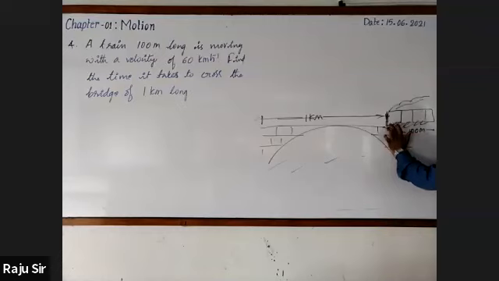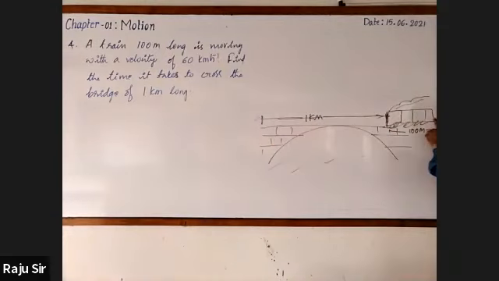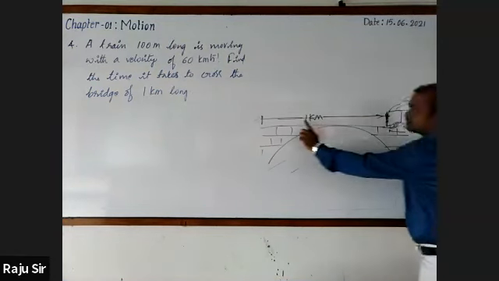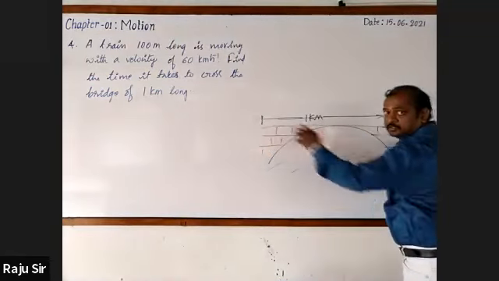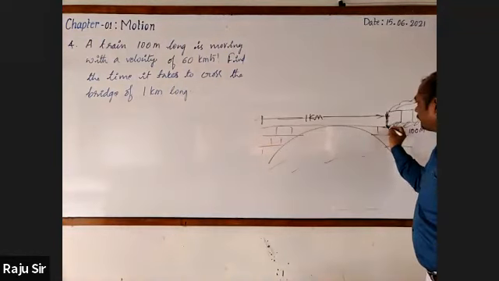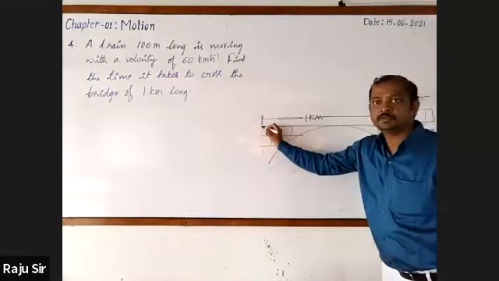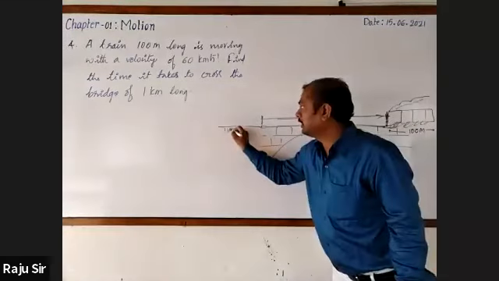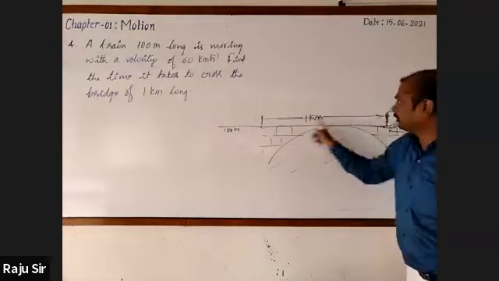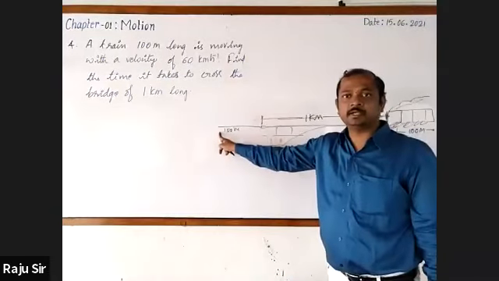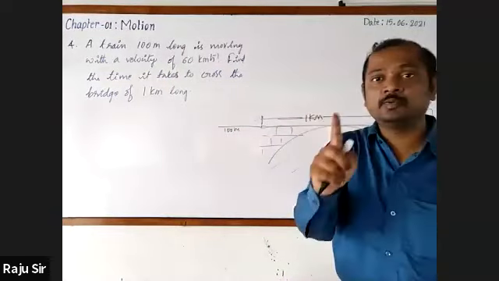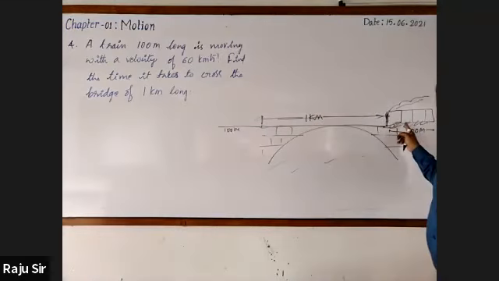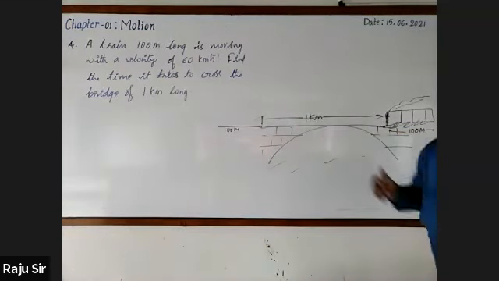If the train has to cross the bridge, its last compartment should also cross this point. Is it not? So it will move from here to here, then plus 100 meter. So total 1 kilometer plus 100 meter, nothing but 1100 meter. Did you understand? So this is the total distance covered by the train.